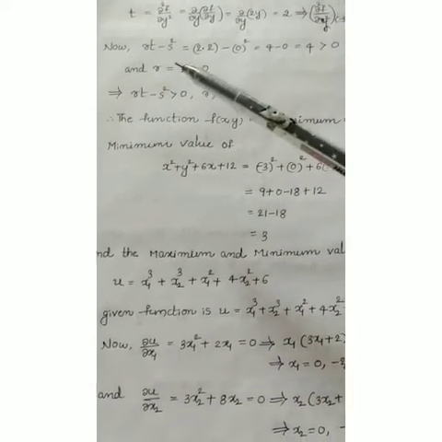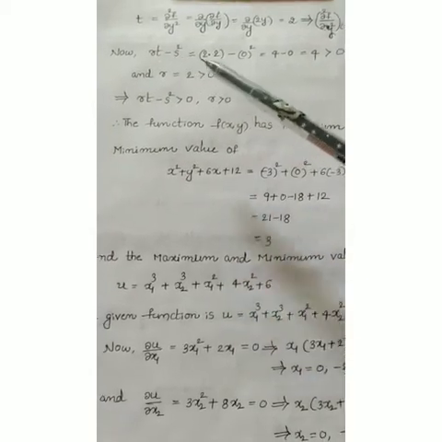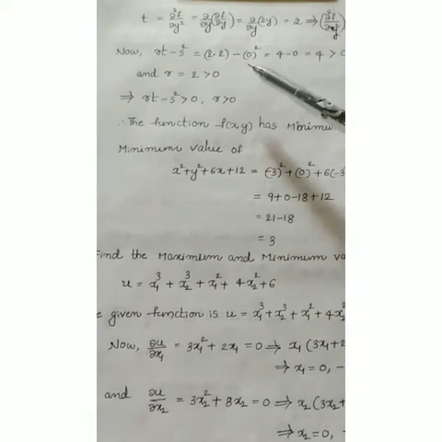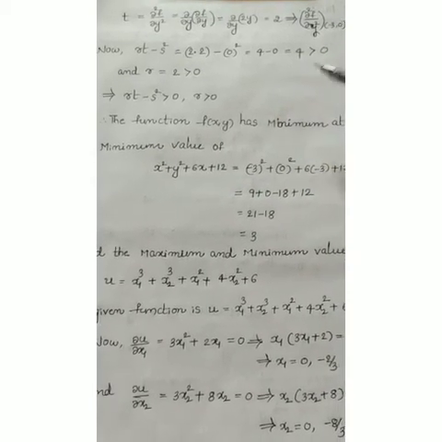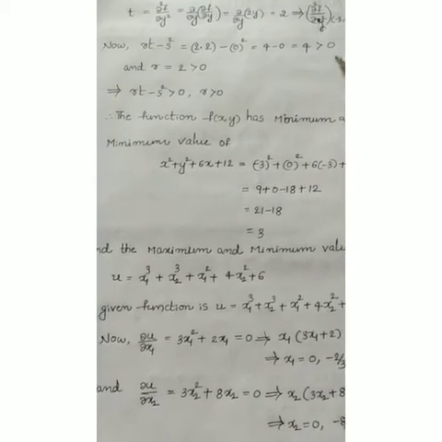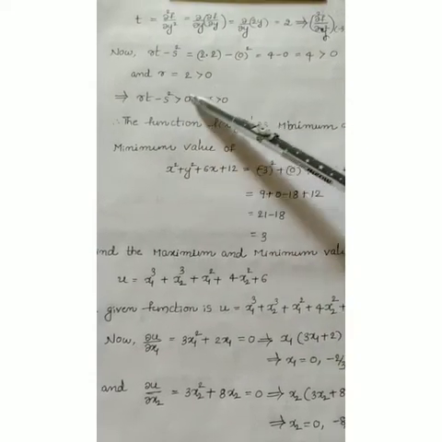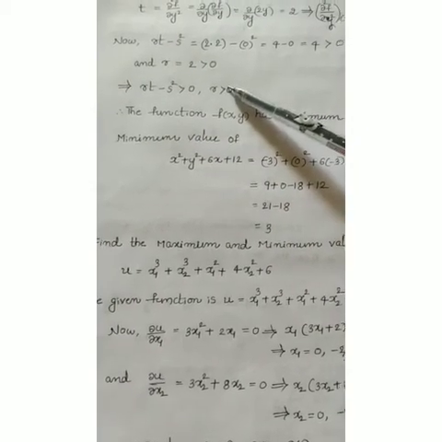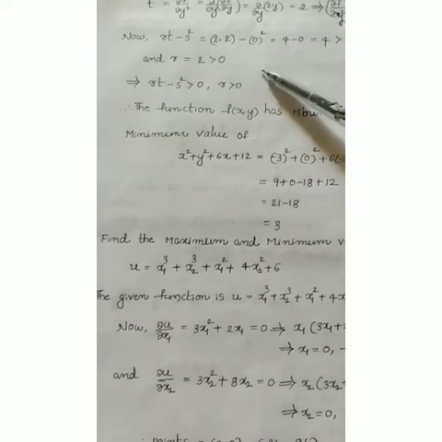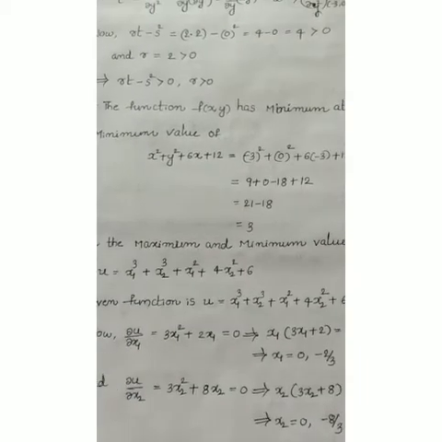Now rt - s² equals r which is 2, t is 2, minus s which is 0, so 0 squared. That is 2 into 2 is 4, minus 0, that is 4. So 4 is greater than 0. So we get rt - s² greater than 0, and the r value is 2, which is also greater than 0. So rt - s² is greater than 0 and r is greater than 0. This is the first case. So in this case the given function has a minimum value at the point (-3, 0).